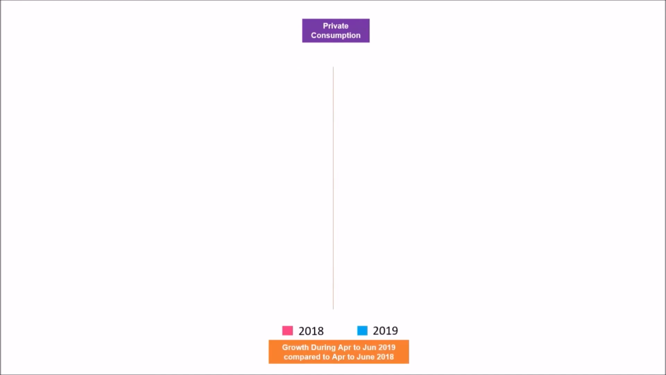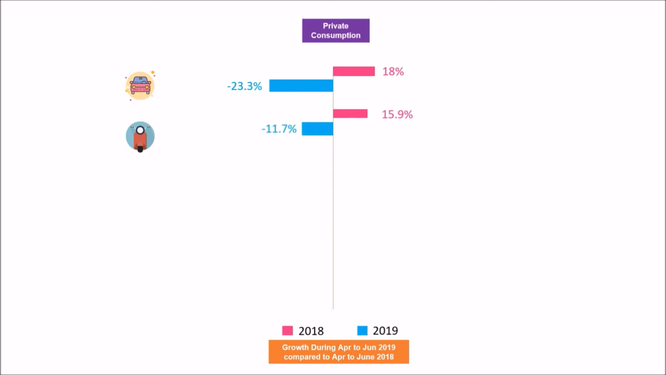The automobile industry, which got 18% growth in 2018, saw negative 23.3% in 2019. This is the biggest contraction in quarterly sales since 2004. A slowdown in car sales negatively impacts everyone from tire manufacturers to steel manufacturers to steering manufacturers. Two-wheeler sales were down by 11.7%, which had recorded growth of 15.9% in the same period of 2018. This is the biggest fall since October to December 2008.